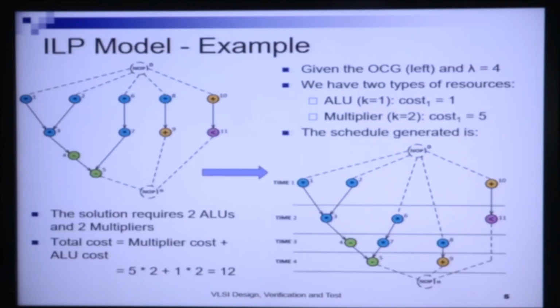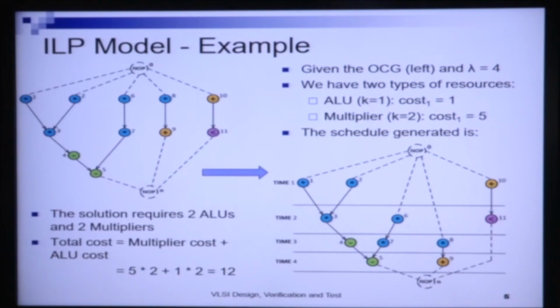Given this formulation, we will now take a small example. So, how does this formulation proceed? Given this operation constraints graph on the left, let us say we use the same time constraint lambda equals 4. We know the solution, but we will go through the steps here while doing time constraint scheduling. So, we are given the operation constraints graph, and we are given the constraint on the time. We are also given the types of resources.